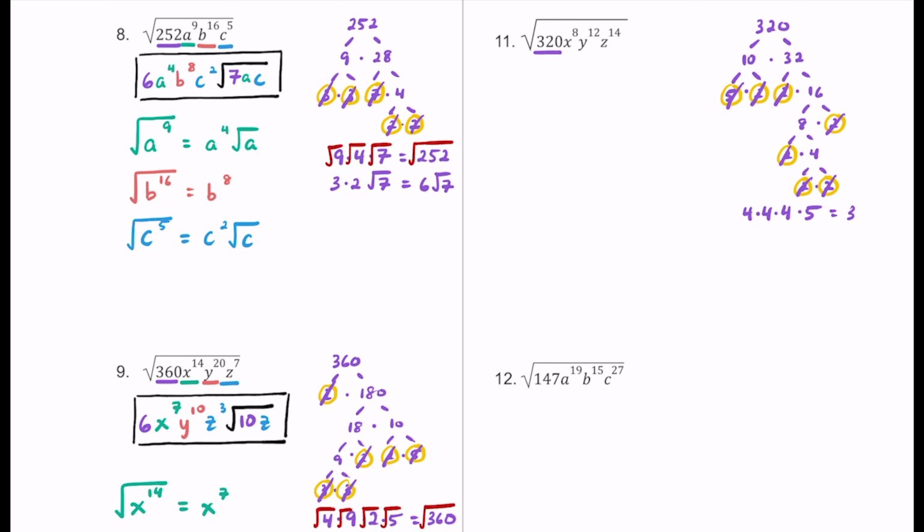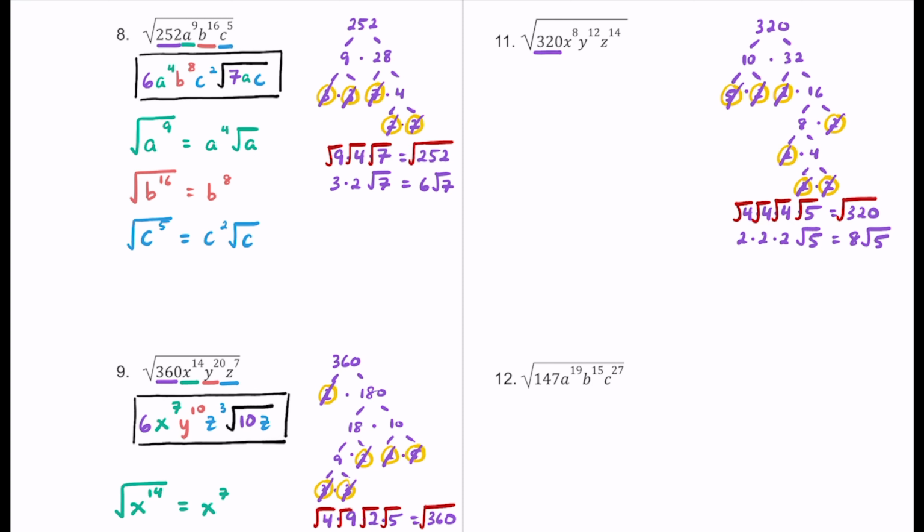That equals 320, right? So the square root of 320 is equal to the square root of 5 times the square root of 4 times the square root of 4 times the square root of 4. The square root of 4 is 2, so we have 2 times 2 times 2 times root 5. 2 times 2 is 4, 4 times 2 is 8, so this is 8 root 5.